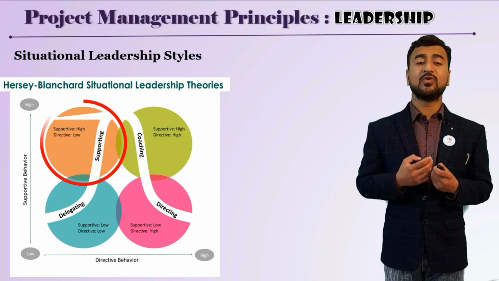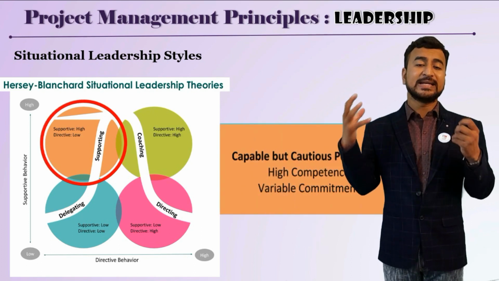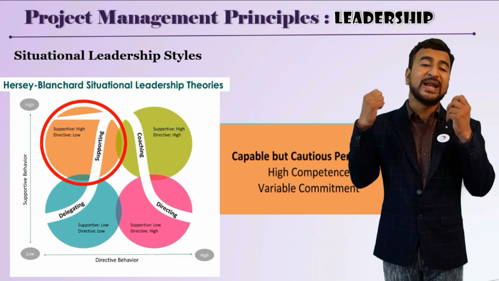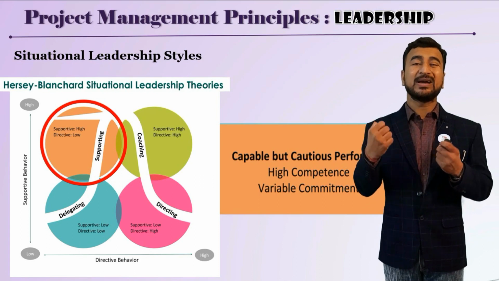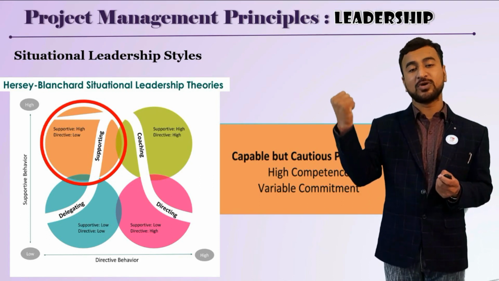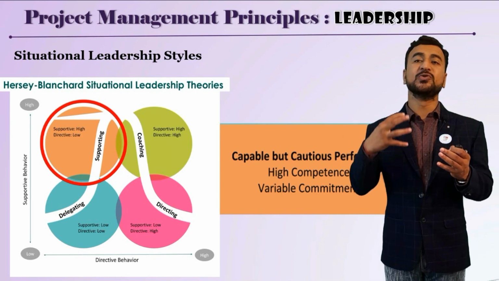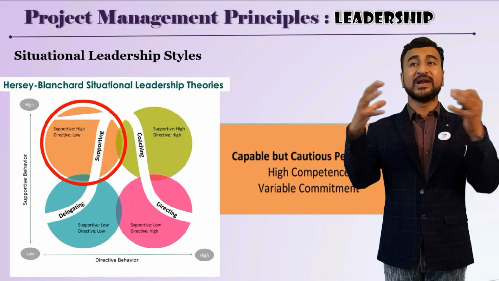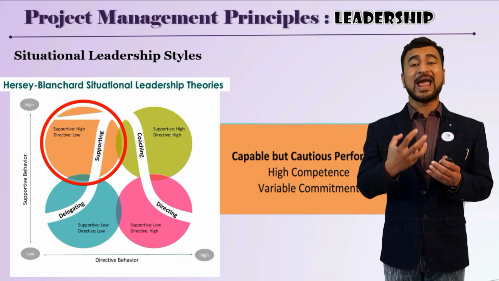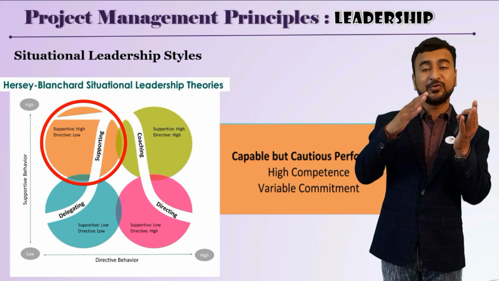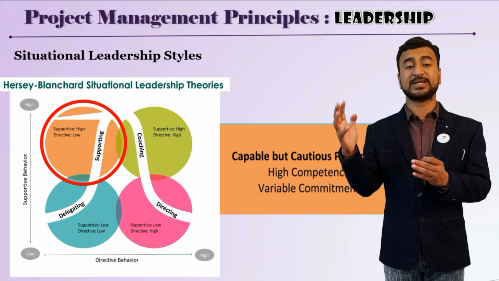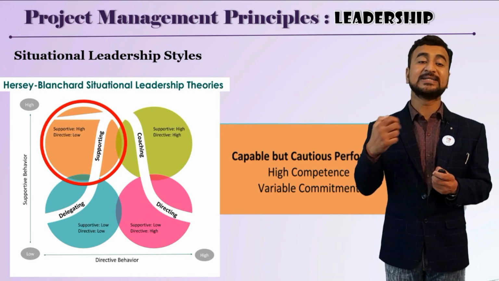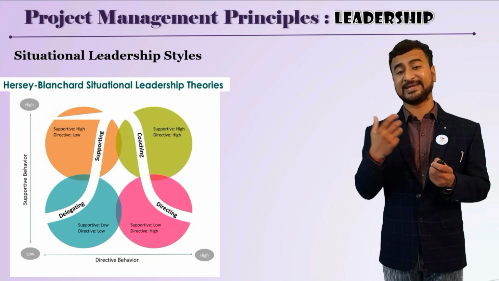The third one we call the supporting kind of structure. This is when you have capable but cautious performers. So when you have a very highly competent team but they don't have the commitment to work for the goals, what you need to do is create an environment where you can encourage them, motivate them, where you can correlate your organization's objective to their life goal, and that way you can change their commitment. That is a supporting kind of role you have to play in the leadership style.